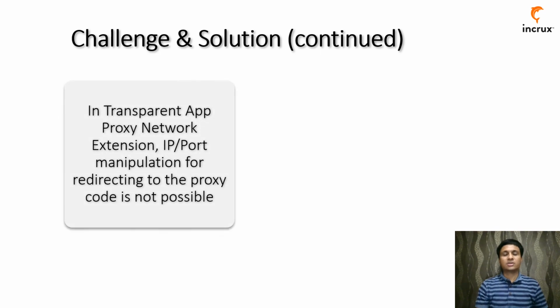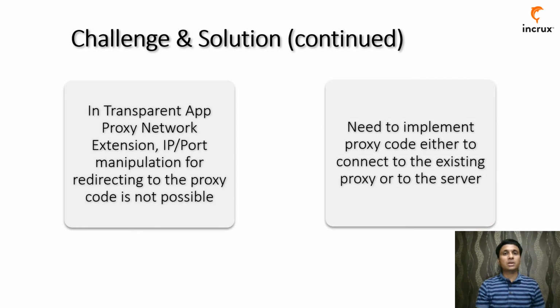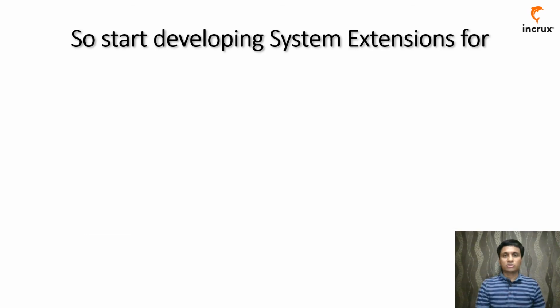The next challenge is applicable to all those solutions that want to build a proxy. Typically, these applications historically just manipulate the IP address and port and redirect all the traffic to their proxy applications. The transparent app proxy, which is part of the network extension, doesn't provide this facility. So you have to implement your own proxy in order to connect to your existing user mode proxy or directly to the server.